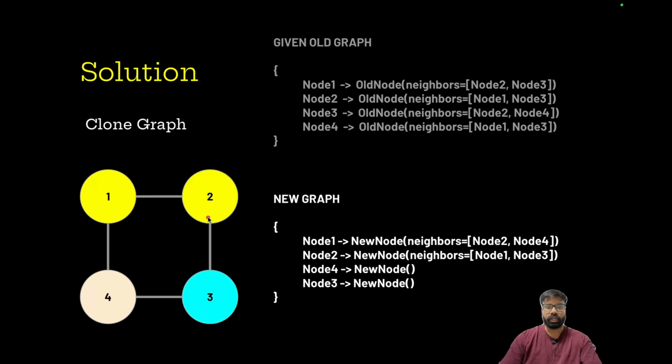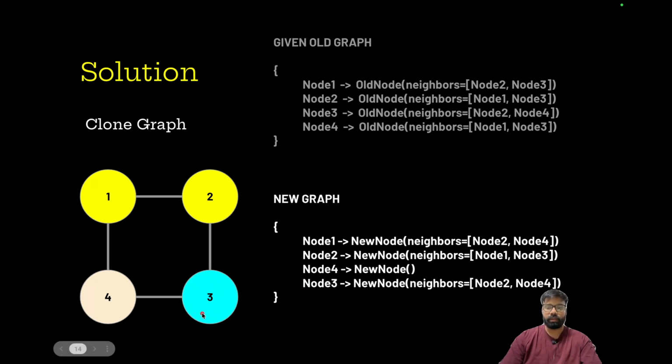Now we have to move to the next node, which is node 3. On node 3, we know its neighbors are node 2 and node 4. Node 2 and node 4 are already there in our graph, so we do not have to create new nodes. Node 3 is also there, so we also do not have to create a new node. So simply we can update that node 3 has neighbors node 2 and node 4. Now we are done for node 3. We have a node 3 entry in the new graph, and we have its neighbors as well.